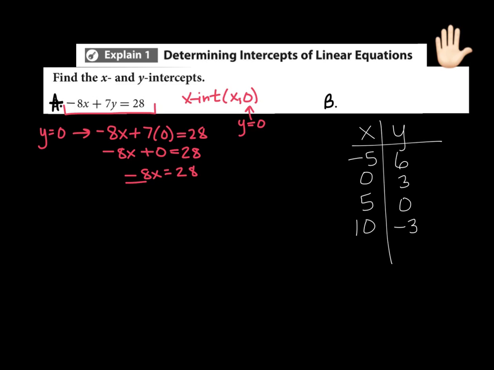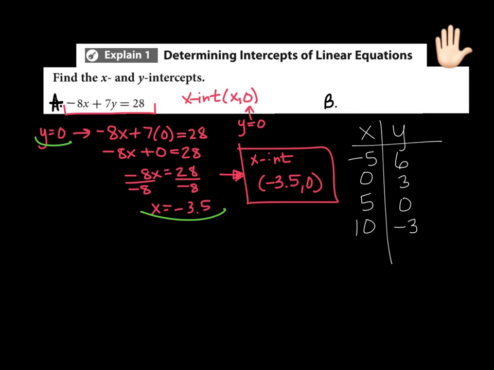And if you divide, and I'll let you use a calculator here, we should get x equals negative 3.5. That means my x-intercept, so think about my two values, y was 0, x is negative 3.5, so my x-intercept is going to be negative 3.5, 0.